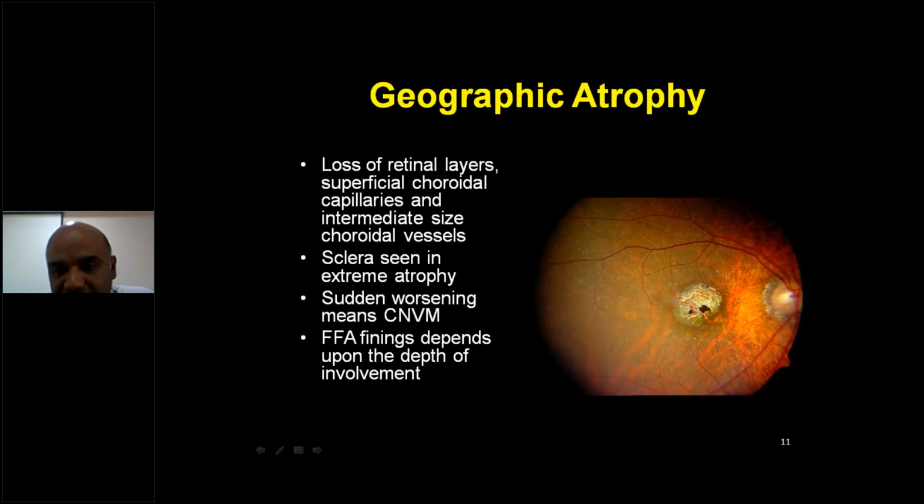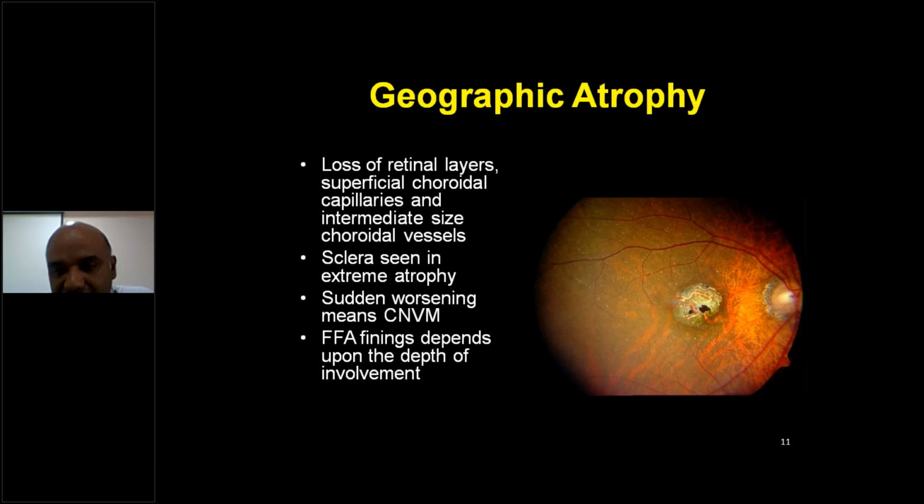Now, this is an example of geographic atrophy. Now, if you don't treat a patient with AMD over a period of time, what happens? There is atrophy. The pigment epithelium gets atrophied, the retina above it gets atrophied, and you are able to see the sclera. The whitish area is nothing but the sclera there. So it is called atrophy. The retina has completely thinned out. So that is loss of retinal layers, superficial choroidal capillaries, and intermediate size choroidal vessels. Sclera is seen in extreme atrophy.